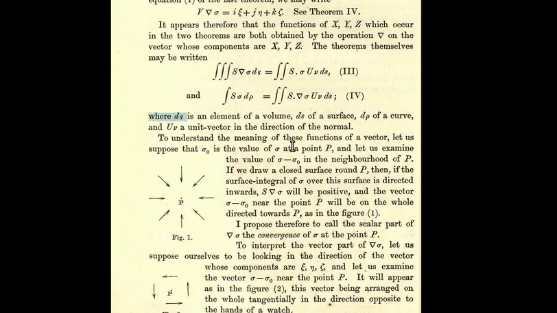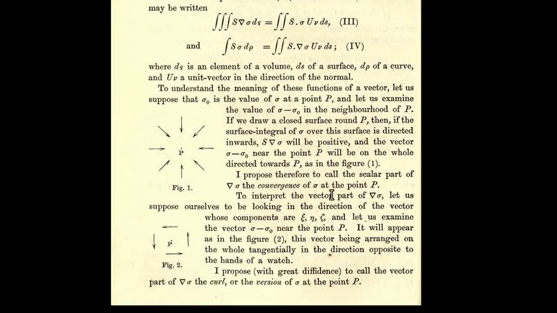To understand the meaning of these functions of a vector, let us suppose that sigma naught is the value of sigma at a point P, and let us examine the value of sigma minus sigma naught in the neighborhood of P. If we draw a closed surface around P, then if the surface integral of sigma over this surface is directed inwards, del dot sigma will be positive, and the vector sigma minus sigma naught near the point P will be on the whole directed towards P, as in figure 1. I propose therefore to call the scalar part of del sigma the convergence of sigma at the point P.